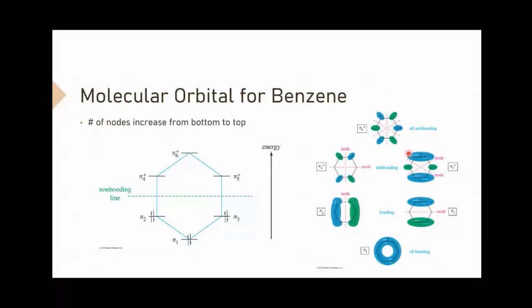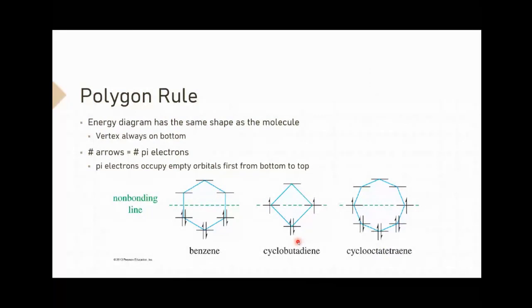Right, so looking at the orbital for benzene, the number of nodes increases from bottom to top. So this is the same thing as the regular orbitals for a diene, where the highest energy is at the top, lowest energy is at the bottom. I think, yeah, so the polygon rule also plays a part in this. So what that means is the energy diagram has the same shape as the molecule, with the vertex always at the bottom.